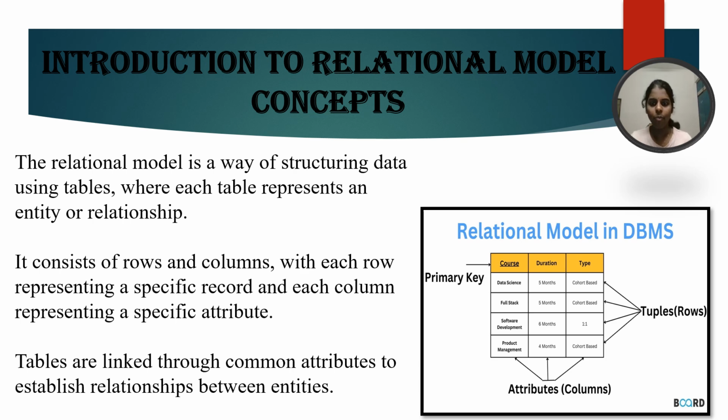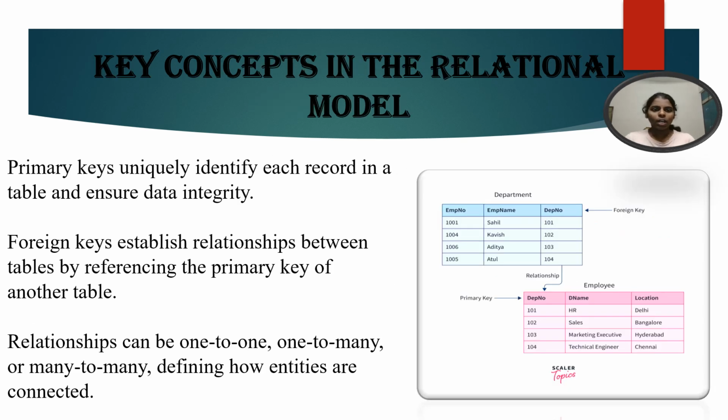As you can see in the picture, the primary keys, attributes, tuples. Rows are also known as tuples. Columns are also called attributes. Now let us see the key concepts in the relational model. Primary key uniquely identifies each record in a table and ensures data integrity. Foreign keys establish relationships between tables by referring to the primary key of another table. Relationships can be one-to-one, one-to-many, or many-to-many, defining how entities are connected.